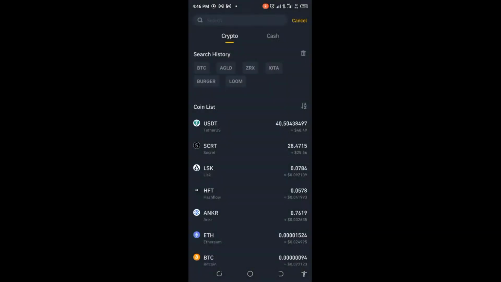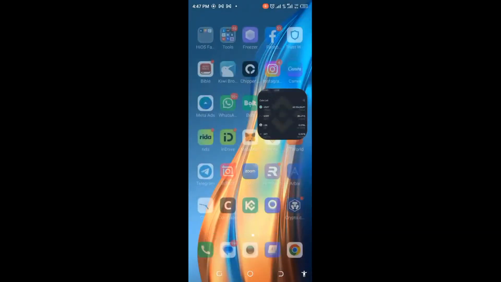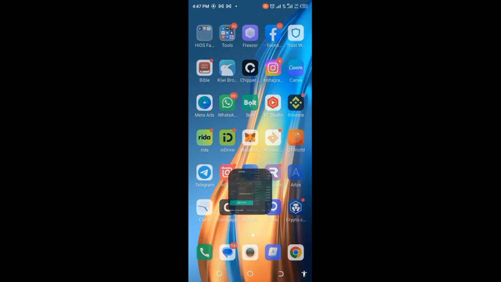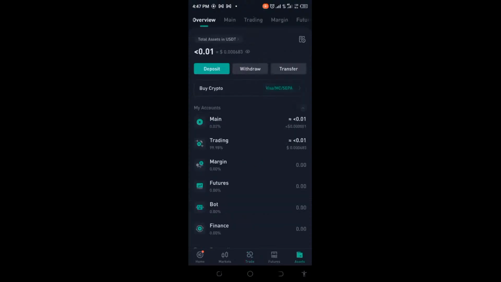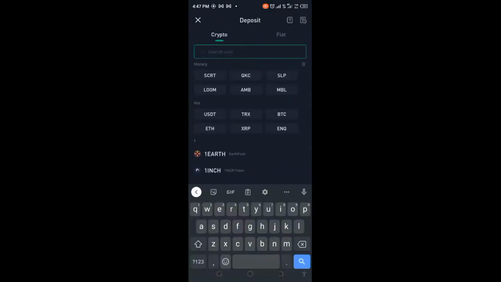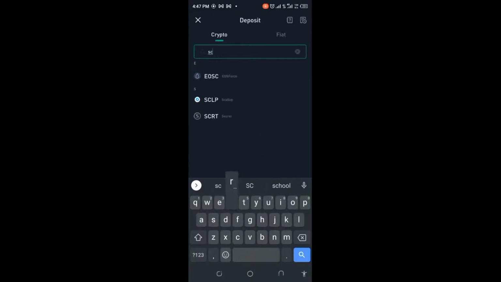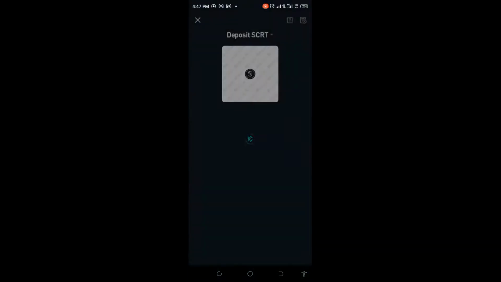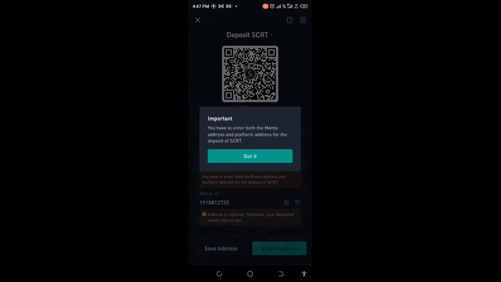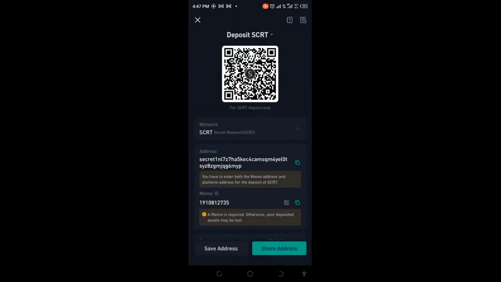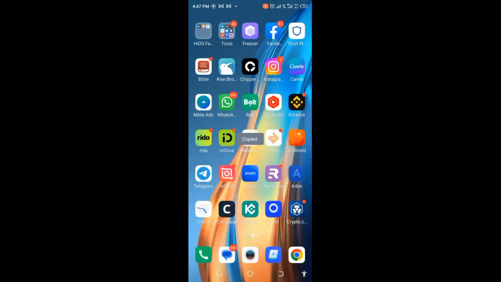Okay, so we need to withdraw it and go and check on our deposit address in KuCoin. Okay, wow, it's really racing fast. So let's go and get our deposit address. Okay, and that will be SCRT, and then we pick it. It's the Secret Network, so we go ahead and pick that quickly. Yes, and we copy both the address and the tag.